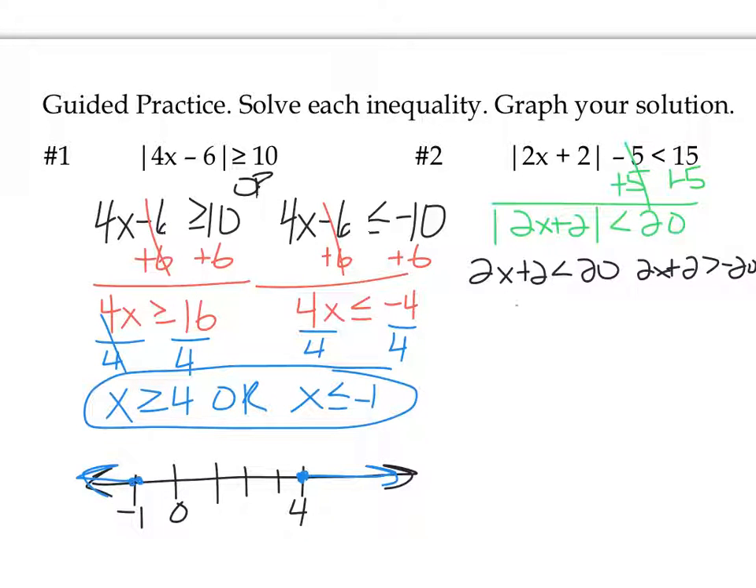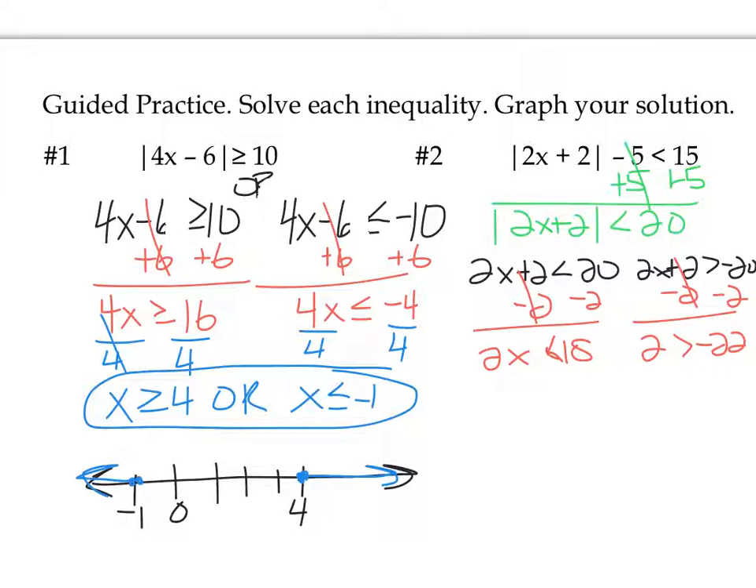And when I go to solve these, I'm going to subtract 2 on both sides. Get 2x is less than 18. Subtract 2 on both sides here. 2x is greater than negative 22. And now, if I divide both sides by 2, x is less than 9. Divide both sides by 2, so we should add an x there. And we'll have x is greater than negative 11.